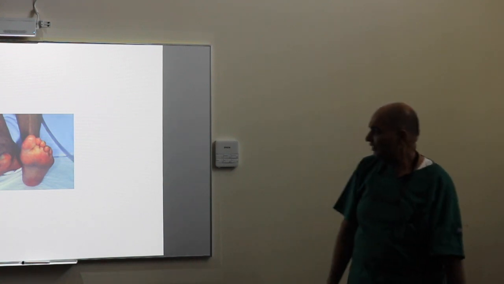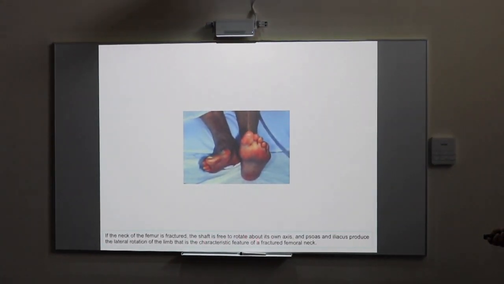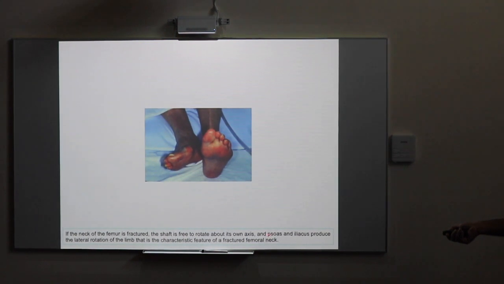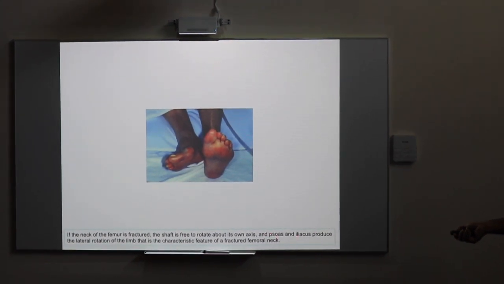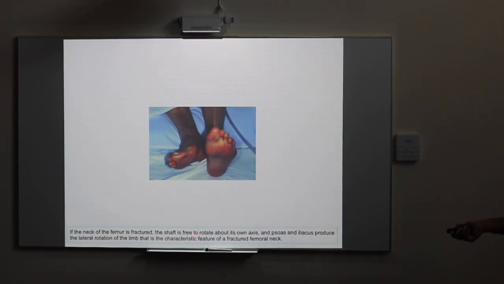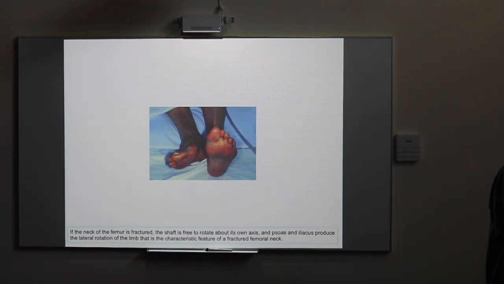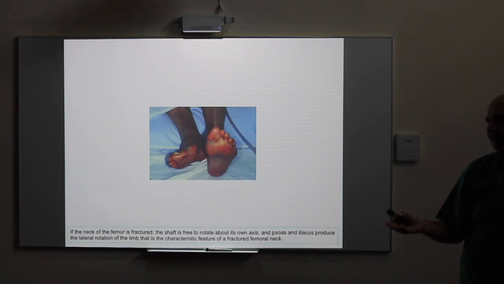So the right words are: in the neck of the femur fracture, the shaft is free to rotate about its own axis. Before it was not doing that. And the psoas and iliacus produce the lateral rotation of the limb. That is the characteristic feature of a fractured femoral neck. If the femoral neck is fractured, it has to be rotated. It has to be rotated externally, laterally.